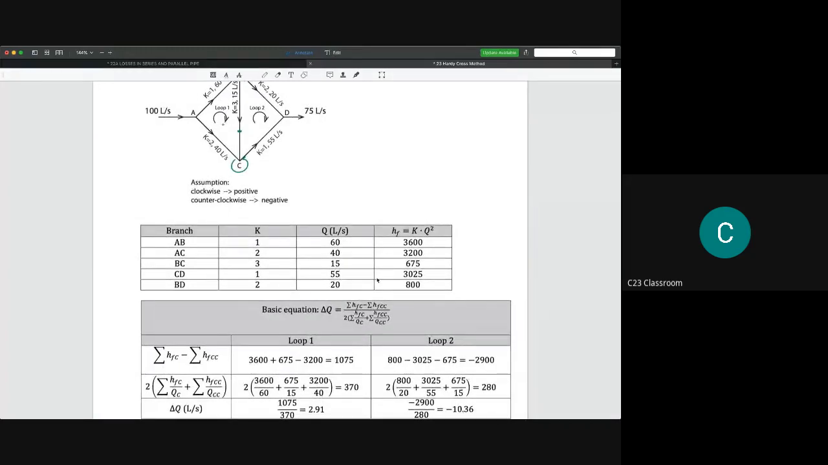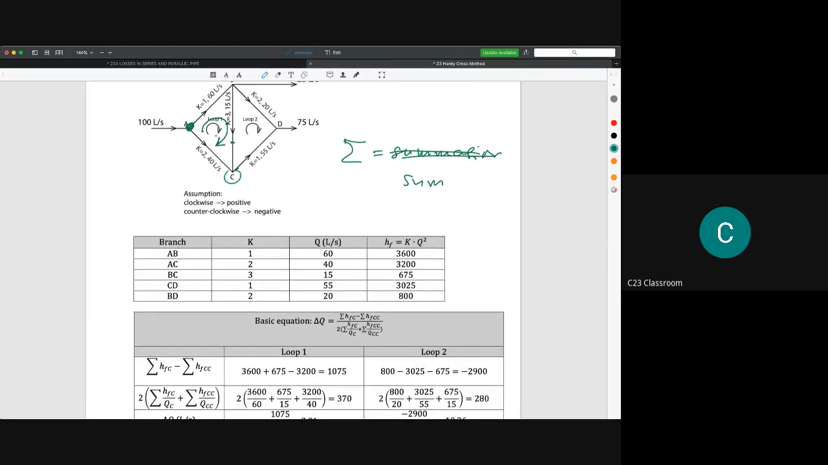What is the meaning of sigma HFC? Sigma means you need the summation; you need to add all the values, and the C there is clockwise. Let's say we start from here and go clockwise like this. On this side, the flow is clockwise, that's why we take it as positive, which is 3600, the assumed value here.